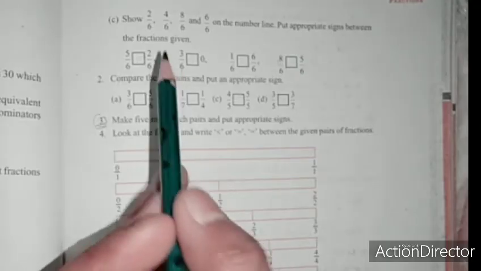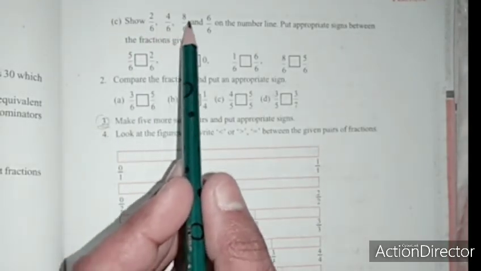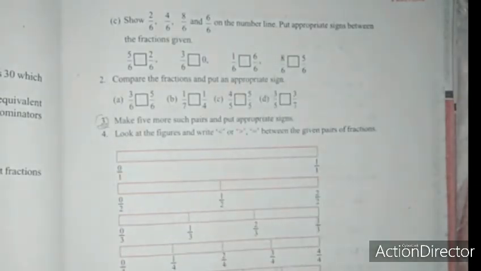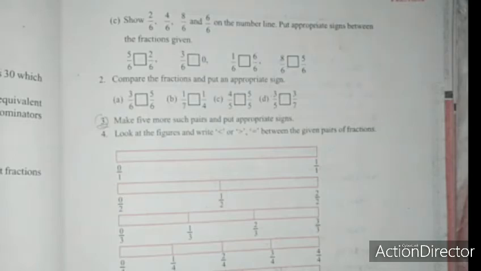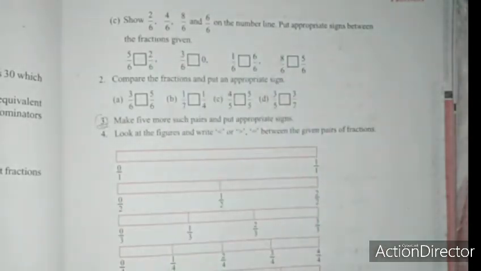Now we will solve the second question here. So 2 upon 6, comma 4 upon 6, comma 8 upon 6 and 6 upon 6 on the number line, and put appropriate signs between the fractions given. So now students, you all know how to represent fractions on the number line, because in previous exercises we already did these types of questions.